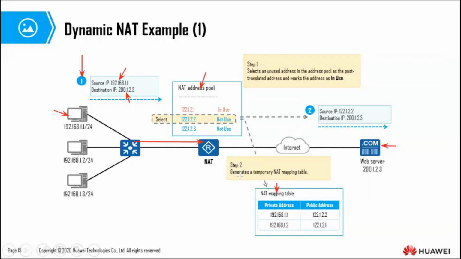So step 2 generates a temporary NAT mapping table. So I've given 192.168.1.1 to 122.1.2.2. Then it will send that packet to the internet after changing the source IP address to that public IP address. Destination IP address remains the same. So that is what happens.